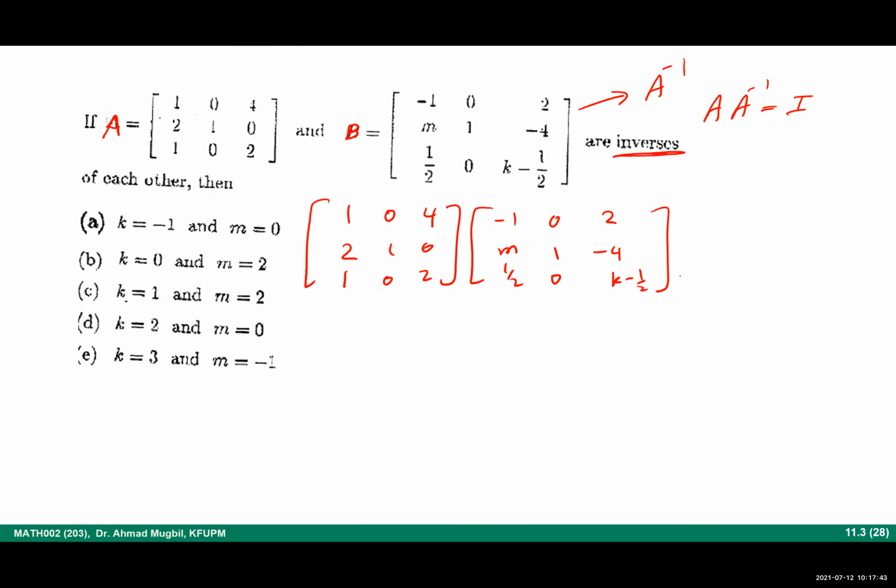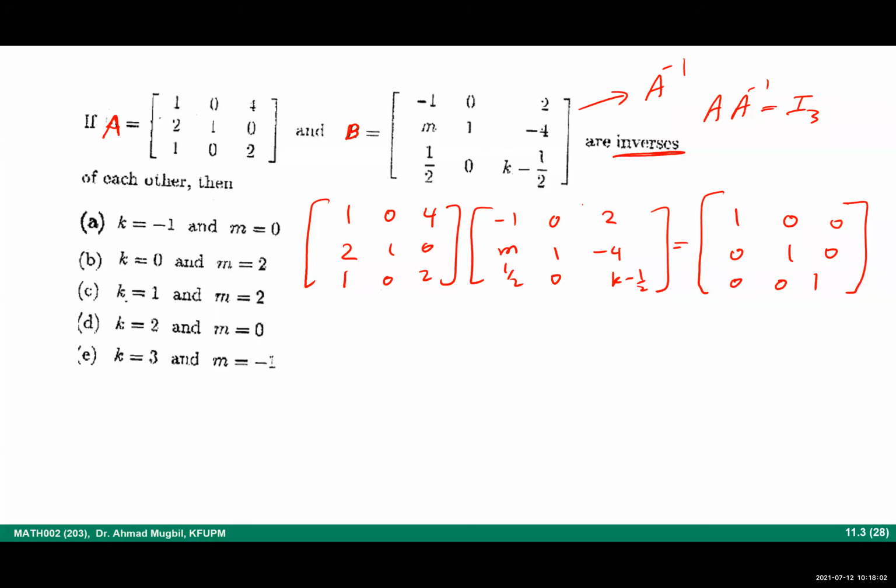If I multiply these two matrices, what will I get? They are 3 by 3. I will get the identity, I3. I will get 1, 0, 0, 0, 1, 0, 0, 0, 1. Okay? Now, of course you can do 9 multiplications every time, but there is no need. Just focus on what you want.